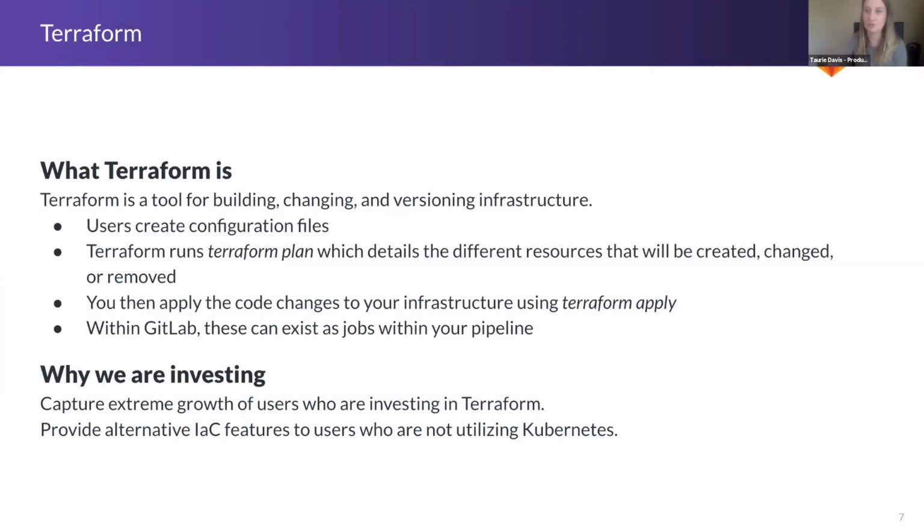Terraform is essentially a tool for building, changing, and versioning infrastructure. Essentially, it means that users create configuration files. Terraform then has something called Terraform plan, which you can run to show all the changes that will be made to your infrastructure based on the code changes that you've made. After Terraform plan has run, you use something called Terraform apply to apply the changes you've made in your code to your infrastructure. And within GitLab, these can exist as jobs within your pipeline, and you can go see, for example, the output of a Terraform plan in a job log.